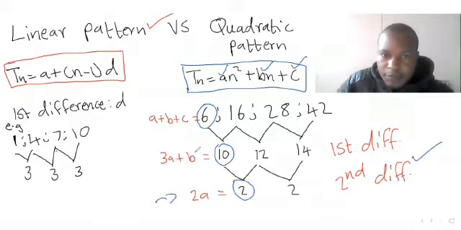To find B, you would need to make use of the second equation. So that would be the 3A plus B, which would equal the first term of the first difference. Then for your C, you would use the equation A plus B plus C, which would equal 6. So now in this case, the 6 would be the first term. So you would need to do so in order to find the C.